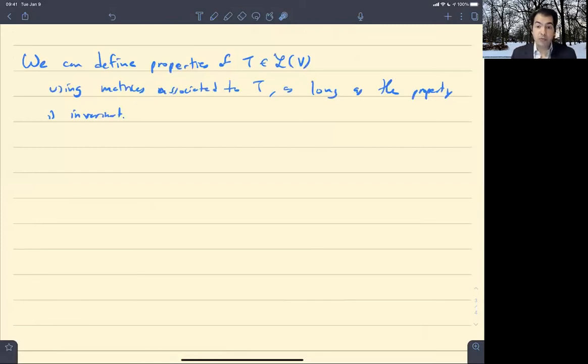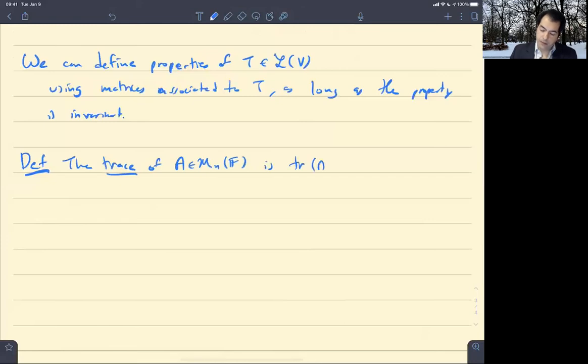Perhaps it's simpler to express in terms of matrices. Here's an example. Let's define the trace of an n by n matrix to be the sum of the elements on the diagonal.